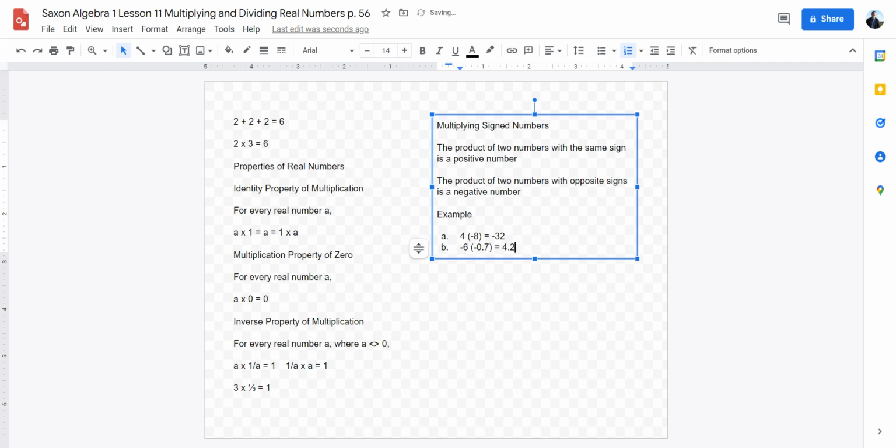But what do I do with the sign? Well, both of these values have the same sign. They're both the opposite. So the opposite of 6, the opposite of 0.7. Because they have the same sign, then my response must be a positive number.